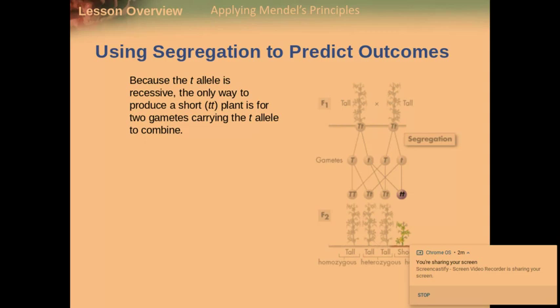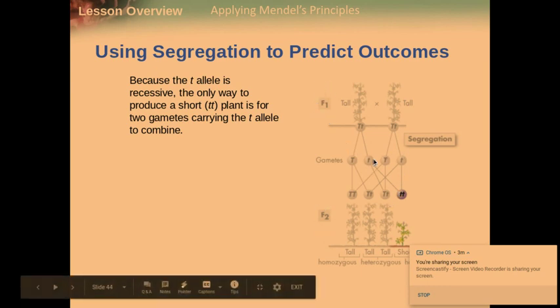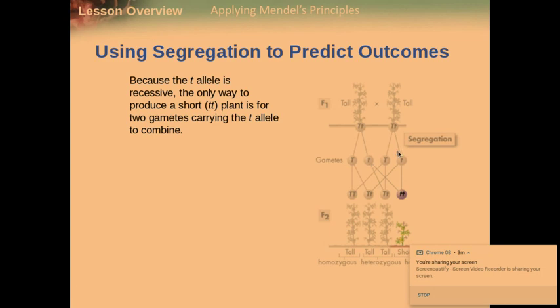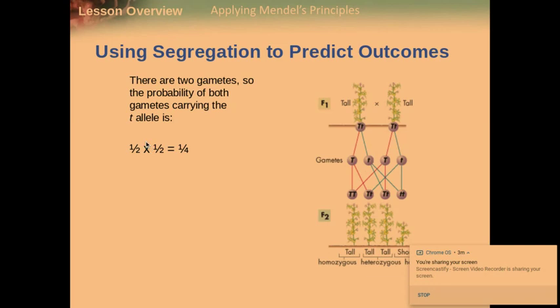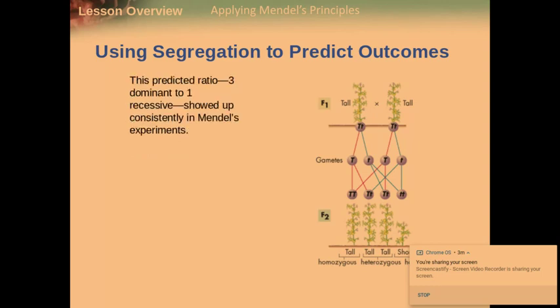Because the little t allele is recessive, the only way to produce a short plant is to get 2 of them. So 2 gametes, either a sperm and an egg, both with the little t allele have to combine. So this is going from our F1 generation to our F2 generation. You would need to cross this little t with this little t over there to get little t, little t, and then you would get short. Each F2 gamete has a 1 in 2 or 1/2 chance of carrying that t allele. So half times a half equals a fourth. So 1/4 of the offspring is what you would expect to have that little t. And that's basically what he found.